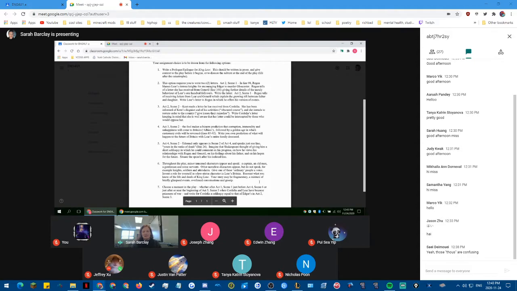Number 4. In Act 3, Scene 2, I hope some of this doesn't plot spoil, but it might. The fool makes a bizarre prediction that corruption, immorality, and unhappiness will come to Britain, which used to be called Albion in ancient times, followed by a golden age in which customary evils will be reversed. Write your own prediction of what will happen to the future of Britain with Lear's entire family deceased, which is essentially what tragedies do. They get rid of any of the corrupt characters in order for order to be restored at the end of the play.